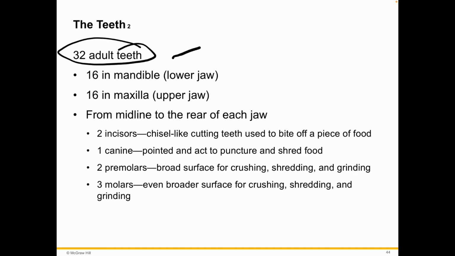So it's like 16 in the mandible, 16 in the maxilla. And they are the two incisors, the two up front. So those are like the scissor teeth right up there. You also have kind of major and then minor incisors. And then you have your vampire teeth, right? So those are your canine teeth. So you have one of those.